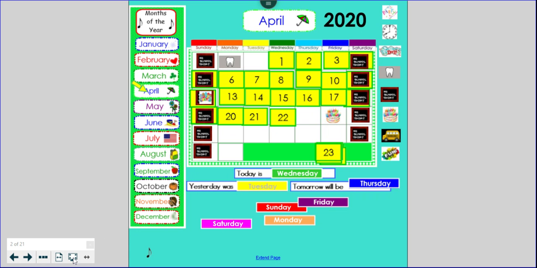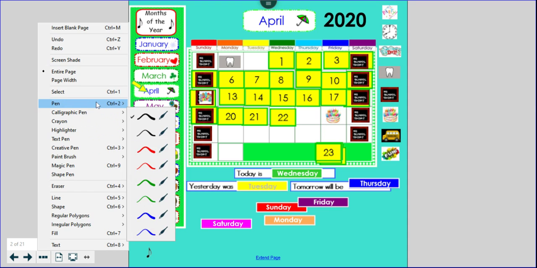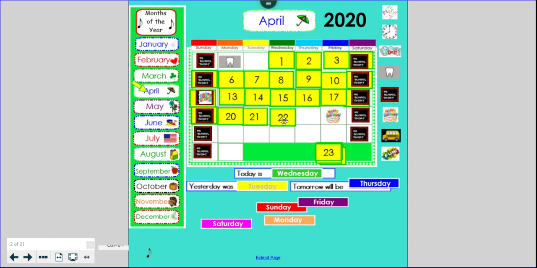Let's take a look at our calendar today. Let's see. Today is Wednesday, April the 22nd. Wednesday, April the 22nd. And guess what? We have a birthday this week. Happy birthday, Jeremy, on Friday.